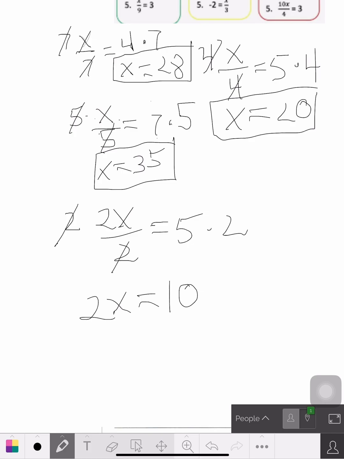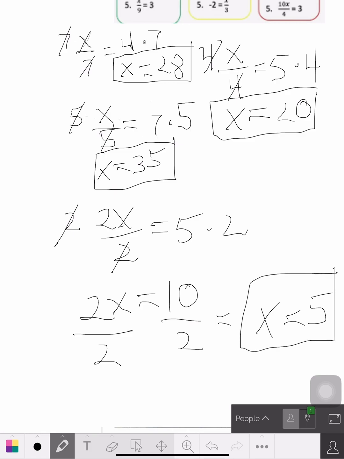Now we're back to really what we were doing before. It's a multiplication, and the way we got rid of the 2 before, we divide, because we have 2 times x. So the opposite of that is division. So we divide both sides by 2. So x equals 10 divided by 2, which is 5. And that's all there was to it. See how easy that worked?